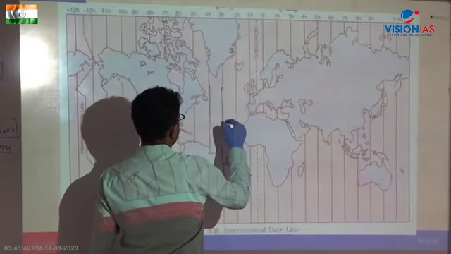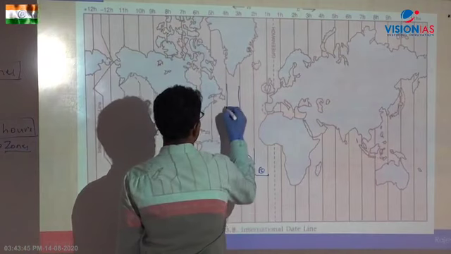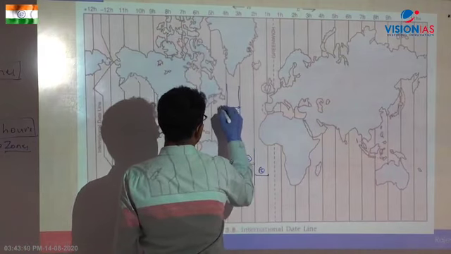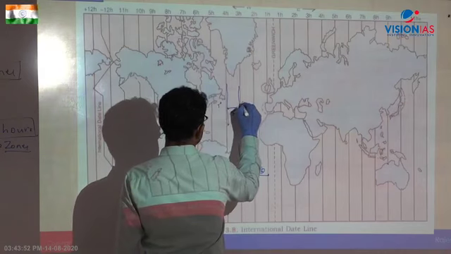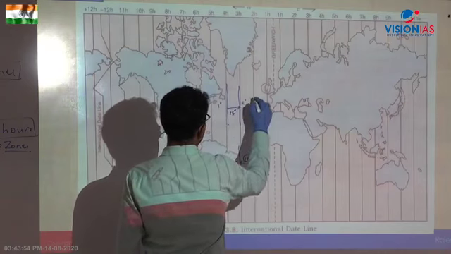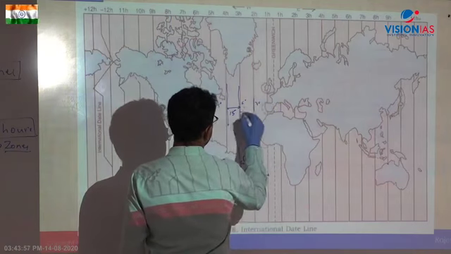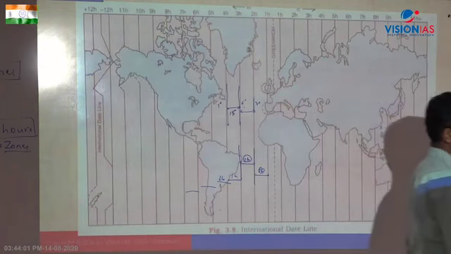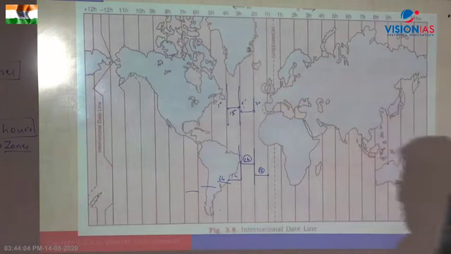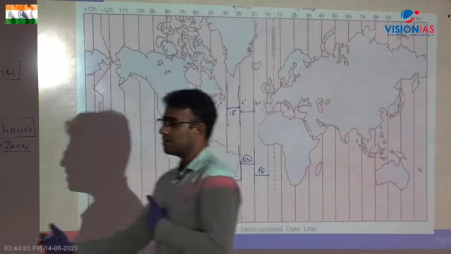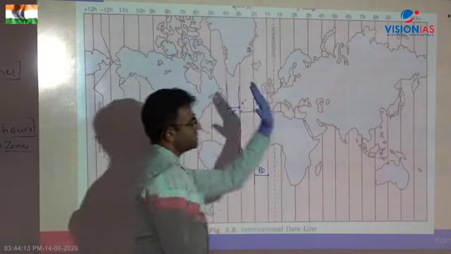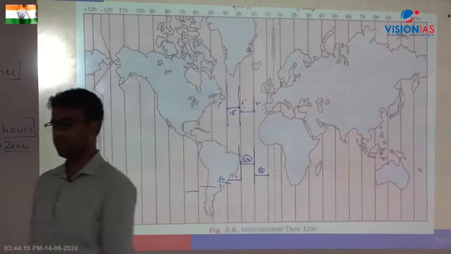This is 2 time zones, and if they are separated by 15 degrees of longitude, that means if it is 5 o'clock here, it is 6 o'clock here. It would be 7 o'clock here. So with every 15 degrees of longitude increase or decrease, the time would change by 1 hour ahead or 1 hour behind. This is the concept of time zone.